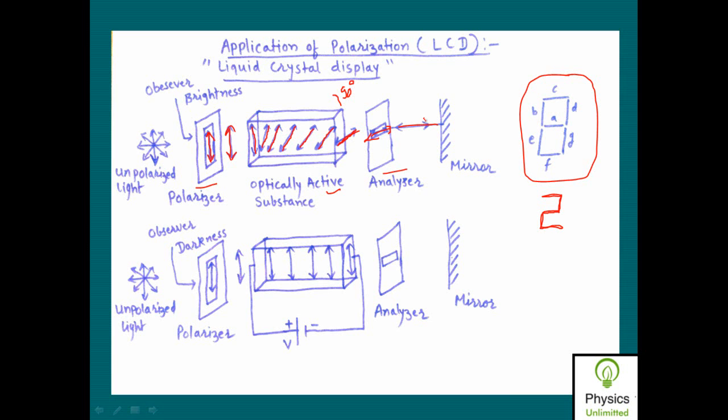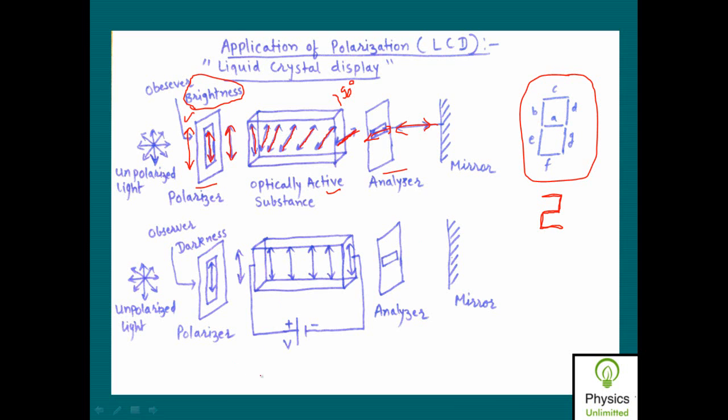and it is incident on the mirror. So when it gets reflected back from the mirror, this vibration will be transmitted through the analyzer again, and it is incident on the optically active substance. Again this substance will rotate the plane of incident vibration by 90 degrees, and again this vibration will be transmitted through the polarizer. And if I am an observer over here, I will observe this light to be of maximum intensity. So I will observe here the brightness. Being an observer over here, I will observe this position to be bright.